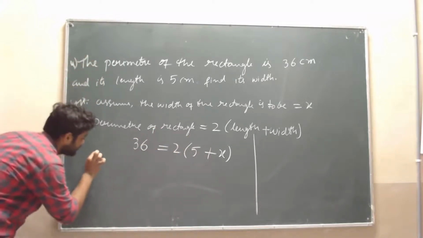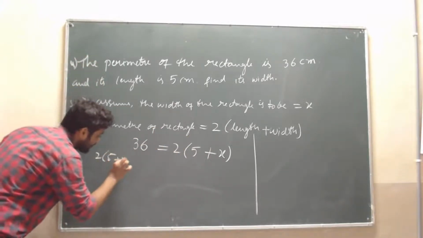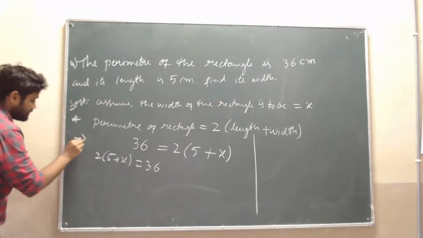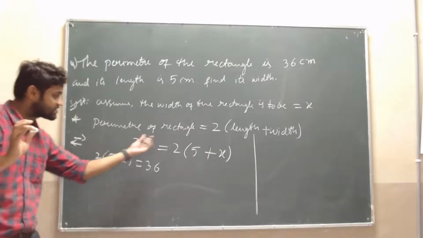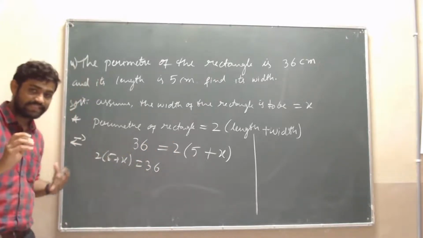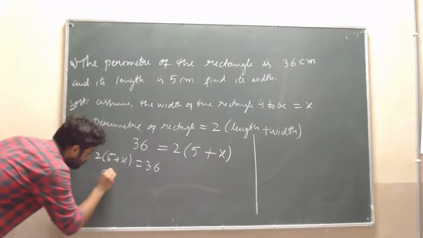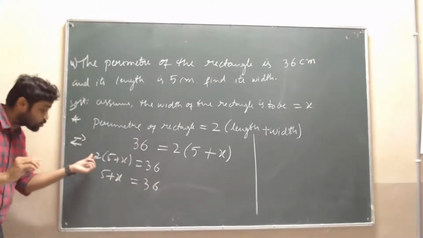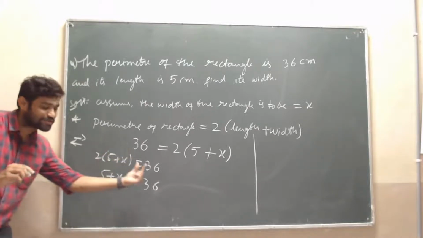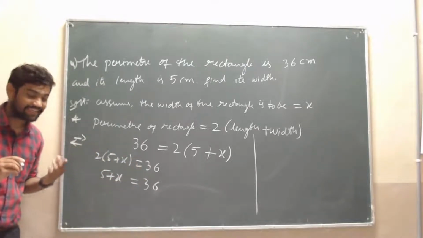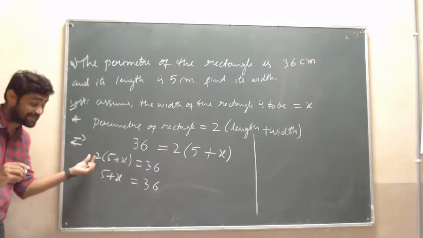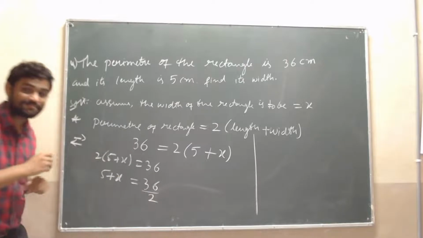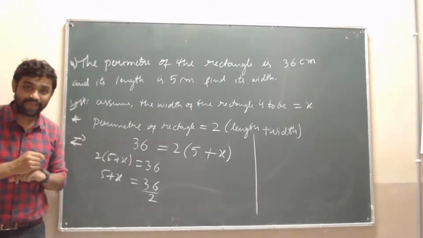See here, 2 of 5 plus x is equal to 36. That is, 36 goes this side and this one comes to this side. See here, 2 is transposing to RHS side. Here it is multiplication. Multiplication changes to division. See here, 36 by 2. Are you getting my point?